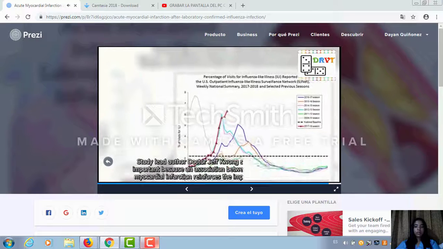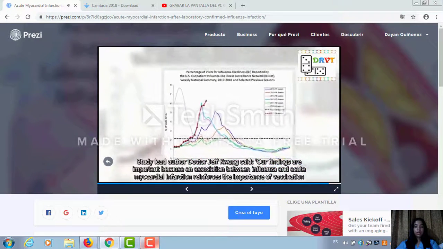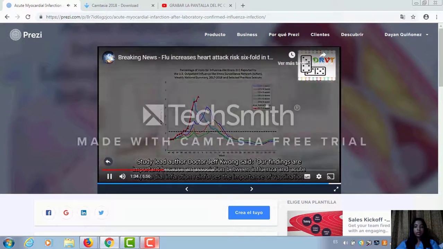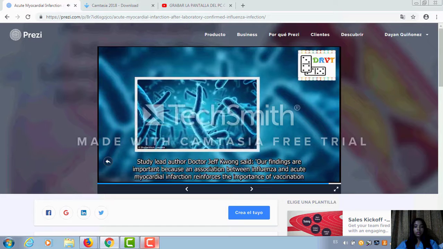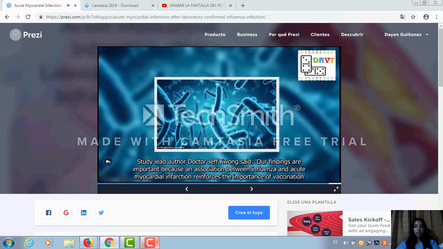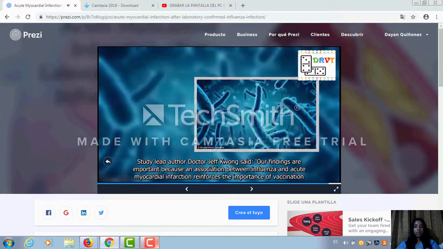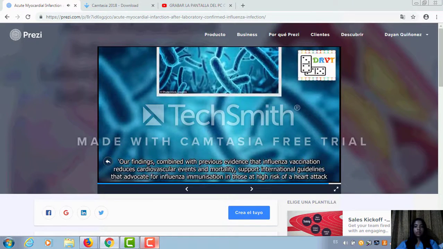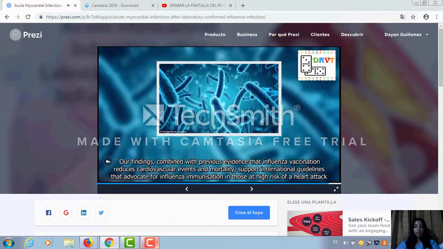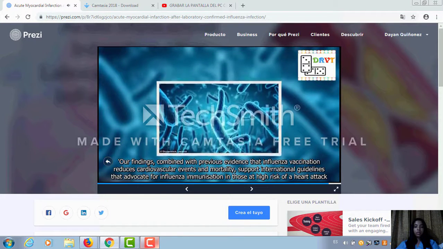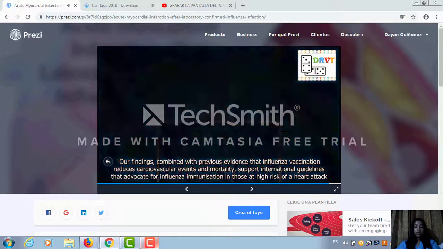Study lead author Dr. Jeff Kwong said, "Our findings are important because an association between influenza and acute myocardial infarction reinforces the importance of vaccination. Our findings, combined with previous evidence that influenza vaccination reduces cardiovascular events and mortality, support international guidelines that advocate for influenza immunization in those at high risk of a heart attack."